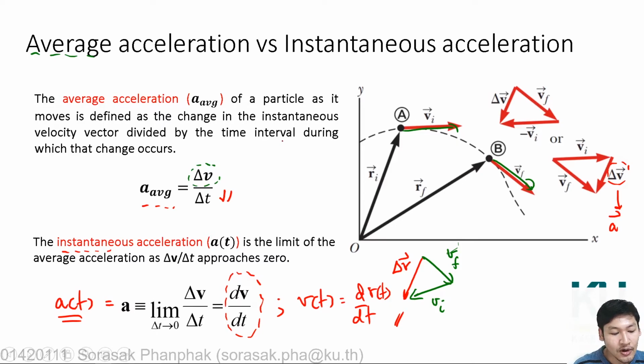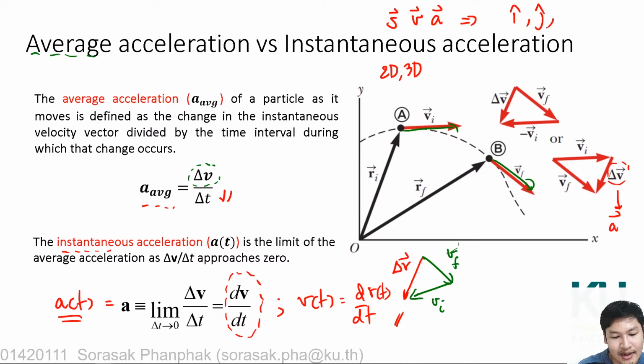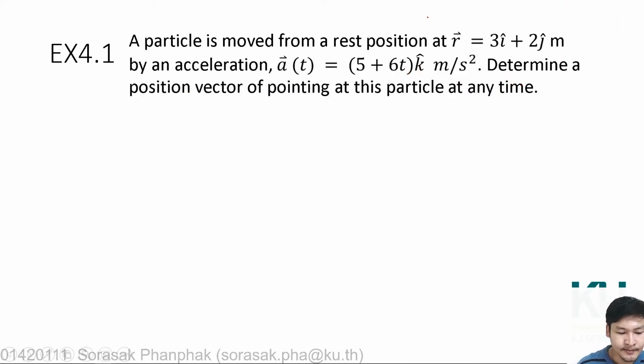Now you have to look at all these as 2D or 3D vectors, right? All of your V, S, or A also have components in I, J, K as a vector. Right, don't forget about the arrow sign or the definition of the vectors.